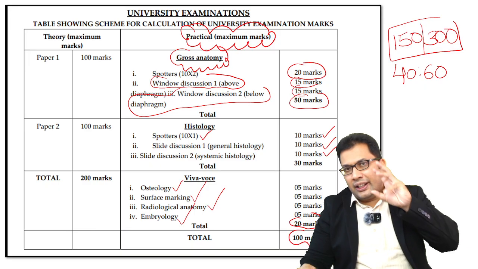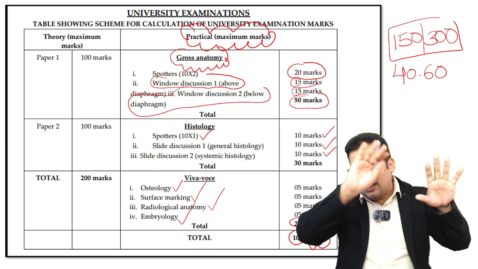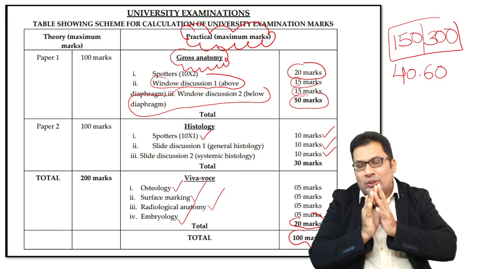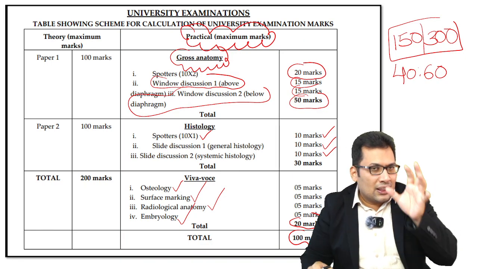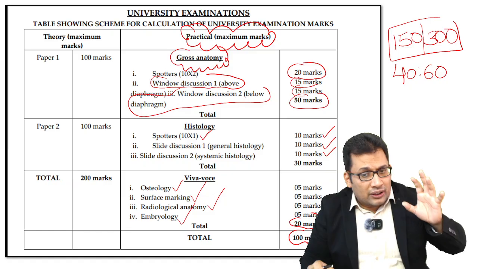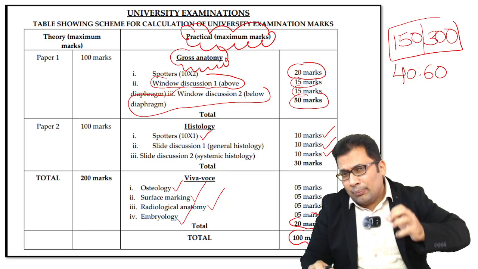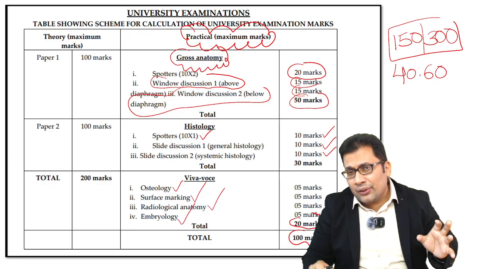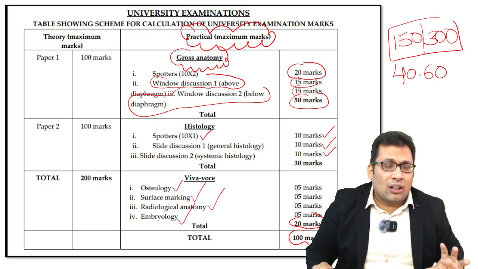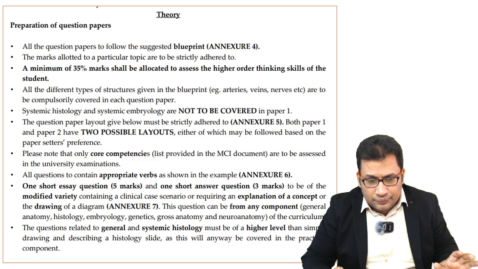So theory paper 200, practical examination is 100. So it becomes 300. The passing percentage is 50%, 150 out of 300. So you should get minimum 40% in both the papers and 60% in your practical examination.